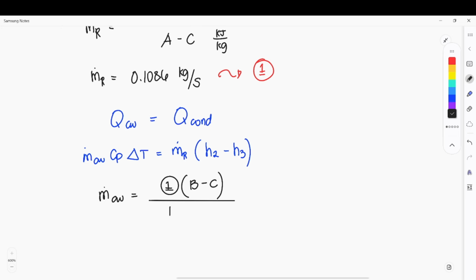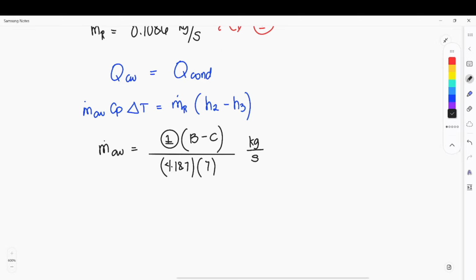So again, naka-stored values tayo. So just input the necessary values and change ang temperature is 7 degrees Celsius. Cp ng water is 4.187. So makukuha mo, mass of the cooling water is approximately equal to 4.4709 kilograms per second.